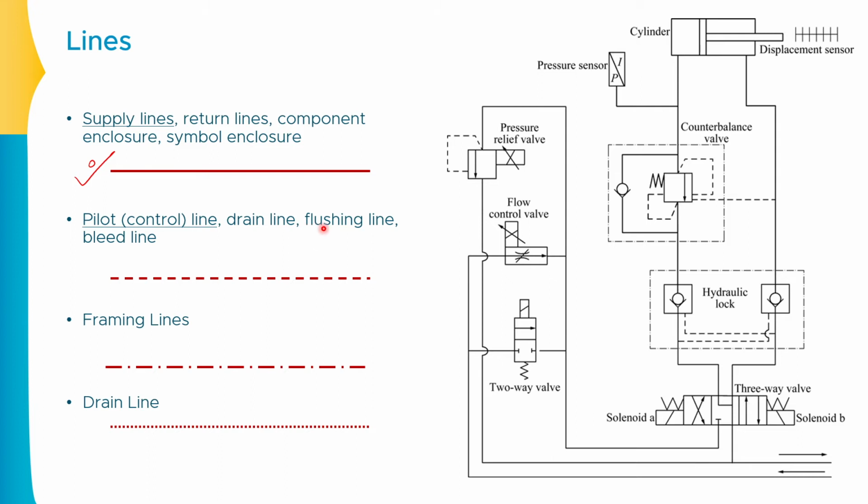Secondly, it will be helpful as a drain line. What is a drain line? Once the utilization is done, many times we need to transfer the fluid directly to the reservoir, or it will be left somewhere. In that specific case, we will show that path with the help of this line. Instead of this line, we can use this line also. This is also a dashed line.